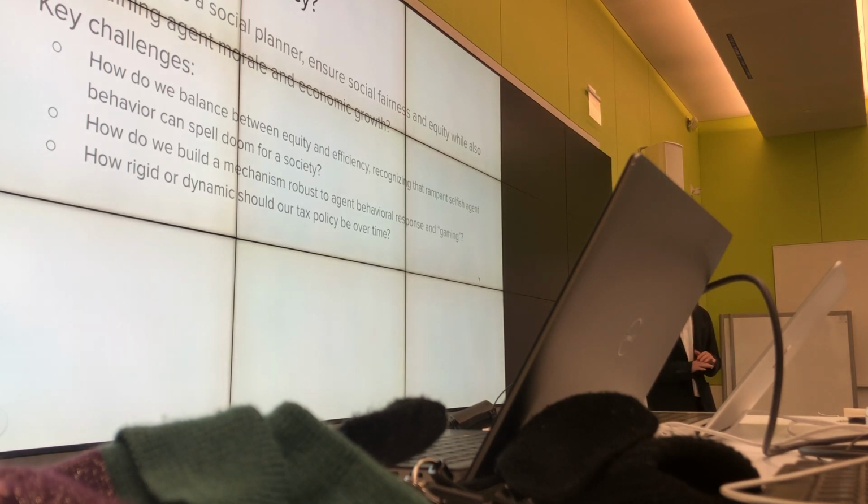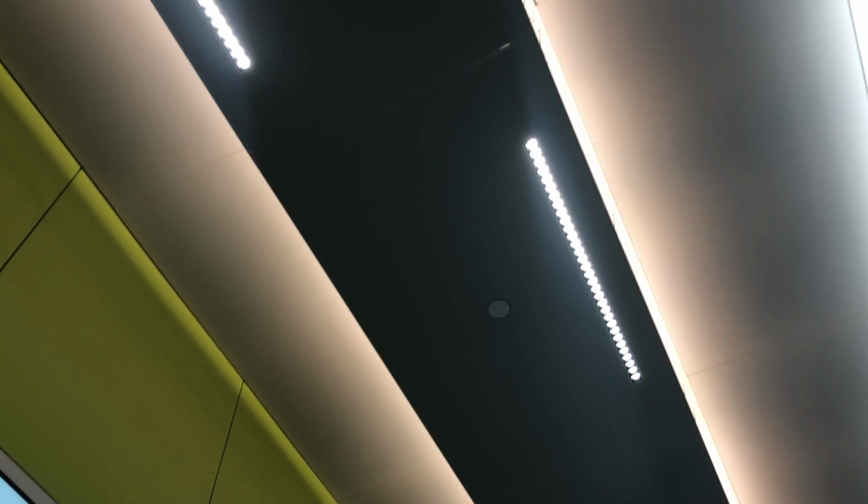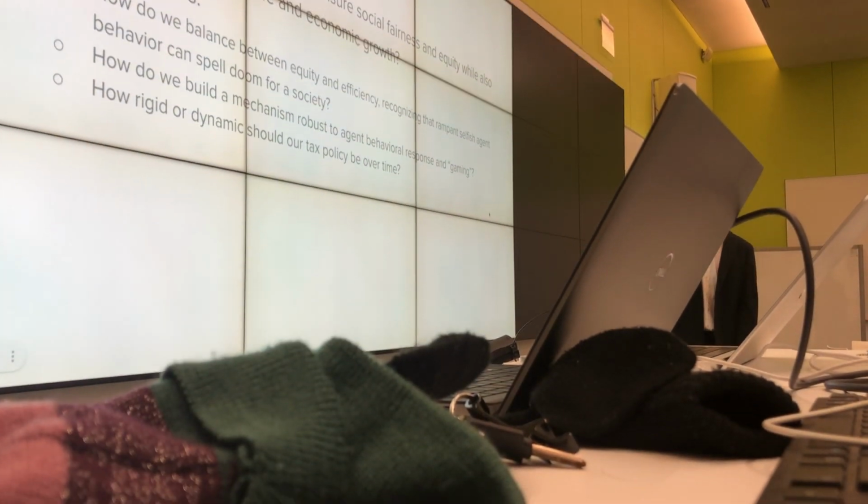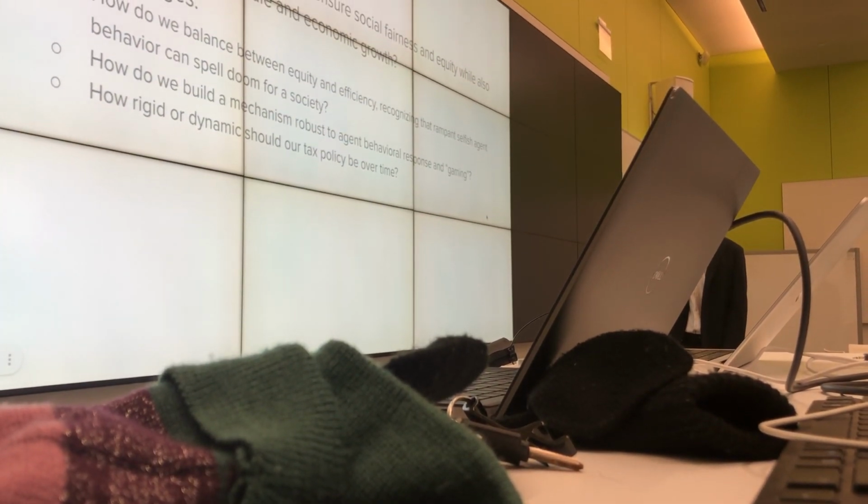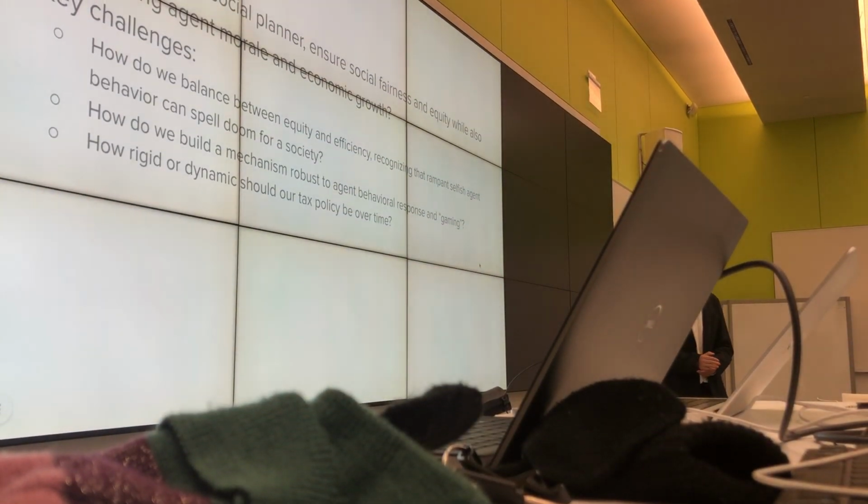So we want to ensure that there's maybe some base economic growth, but also that there's equity amongst all of the participants in this economy. So the key challenge is how we balance this. And the idea is that if we didn't have any tax policy, then the Gini index might become very low or something, and so it'd be a very imbalanced economy.